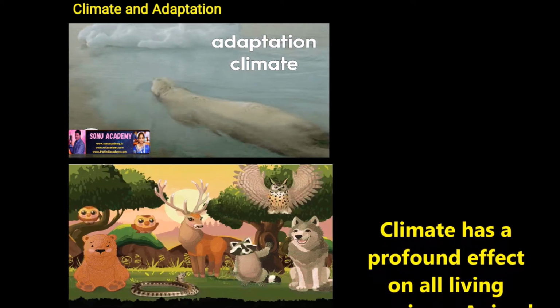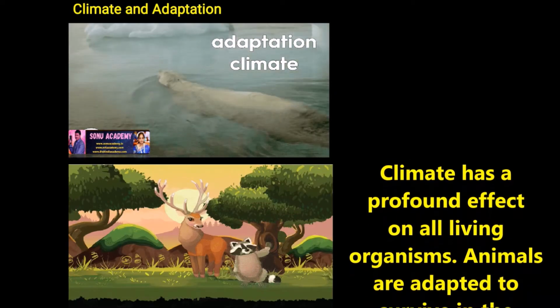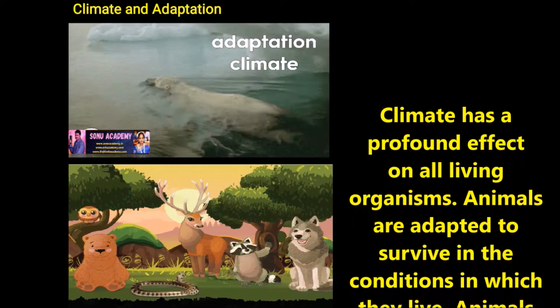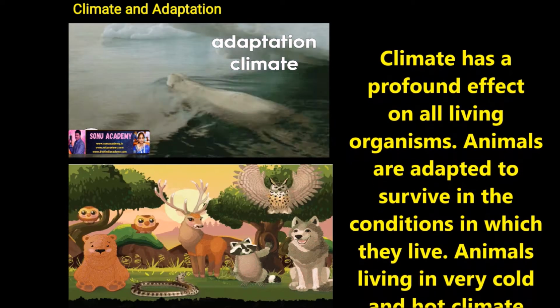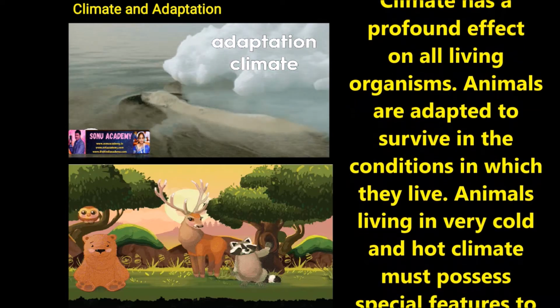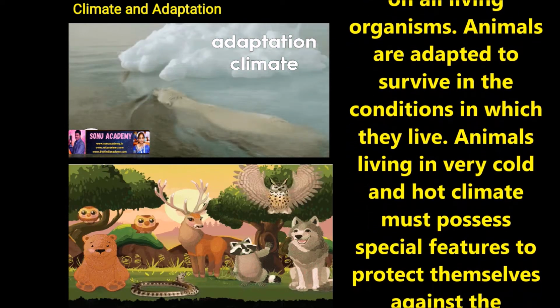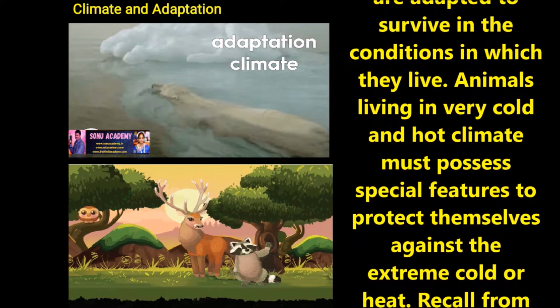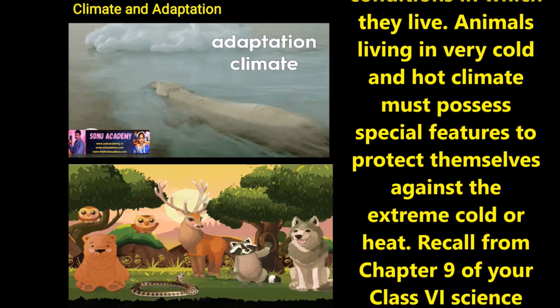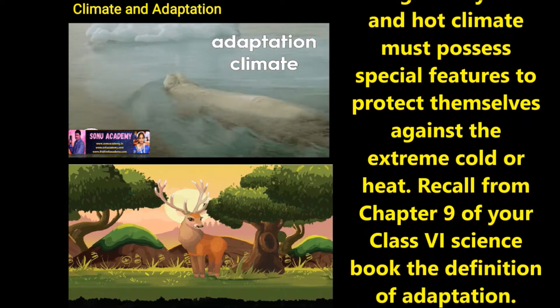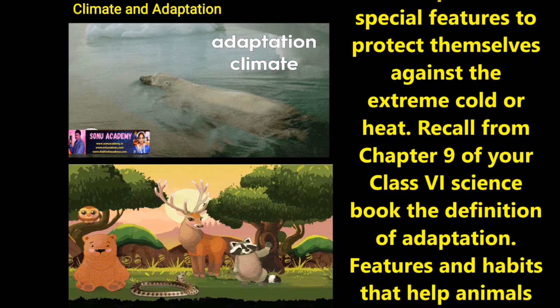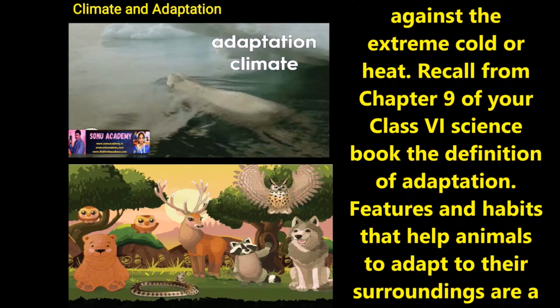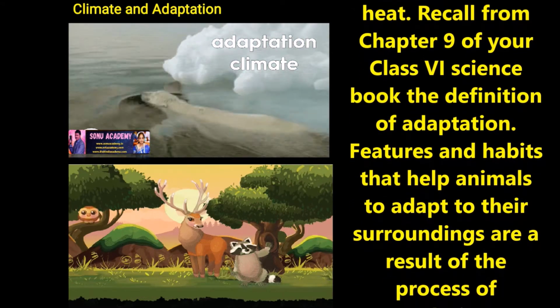Now let us discuss climate and adaptation. The climate has a profound effect on all living organisms. Animals are adapted to survive in the conditions in which they live. Animals living in very cold and hot climates must possess special features to protect themselves against the extreme cold or heat. Recall chapter 9 of your class 6 science book.